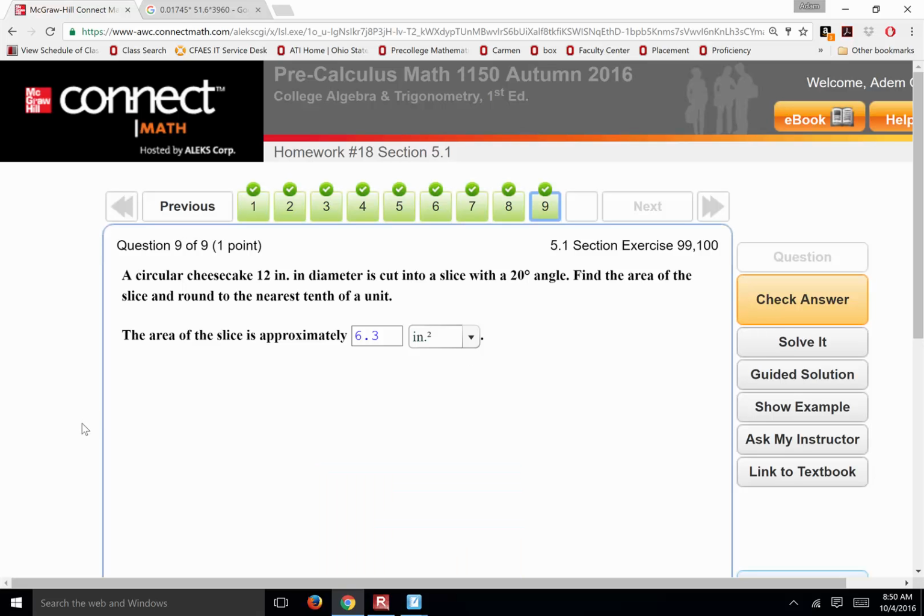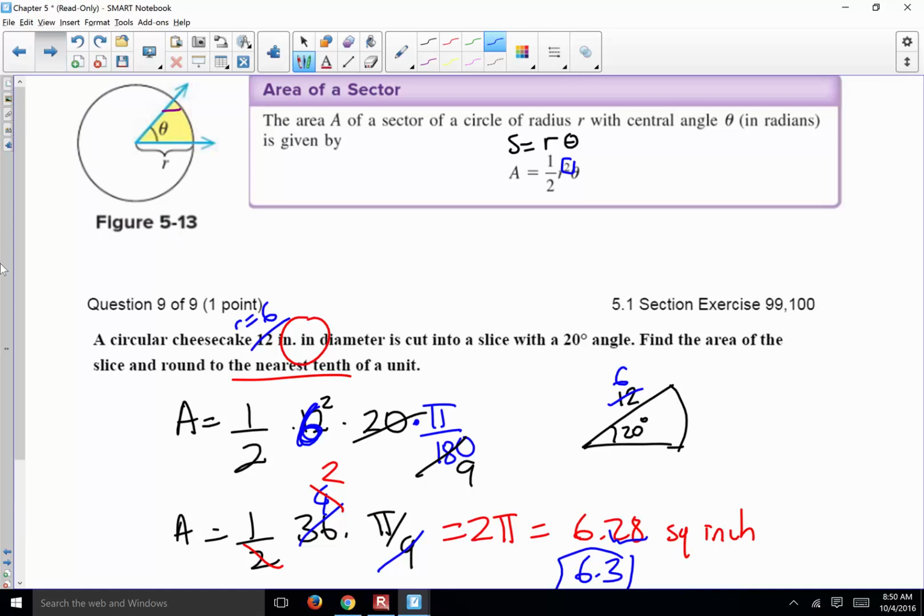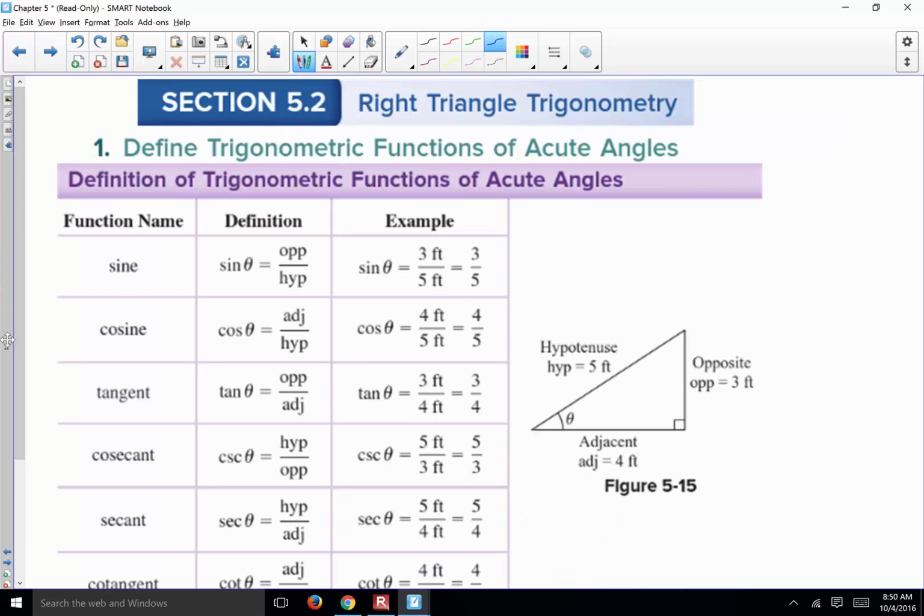Alright, this completes our first section. When you come back tomorrow, we are going to take a look at basic angles in a triangle, right triangle. We will learn about sine, cosine, tangent, cotangent, secant, cosecant, okay? That's all tomorrow.